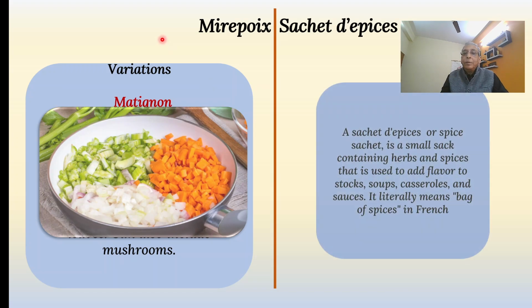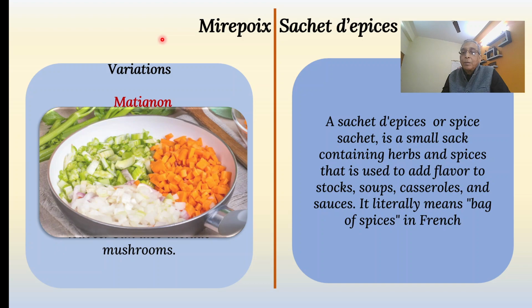Now we are switching over to sachet d'épices. Sachet d'épices is nothing but a kind of bag. You have heard about the word tea sachet. Similarly, a bag is used. Within that, some flavoring herbs and spices are kept. This, containing herbs and spices, is used to add flavor to stocks, soups and casseroles, and it literally means bag of spices in French. Just like a tea bag, you dip it.